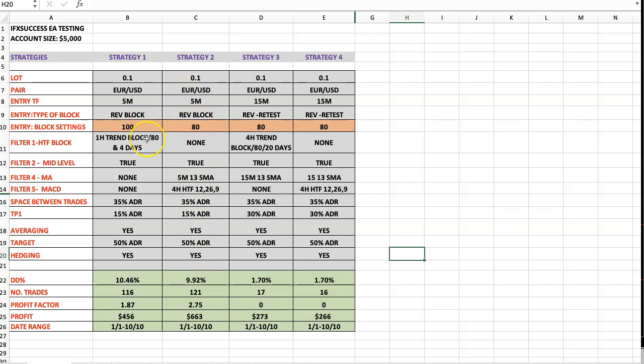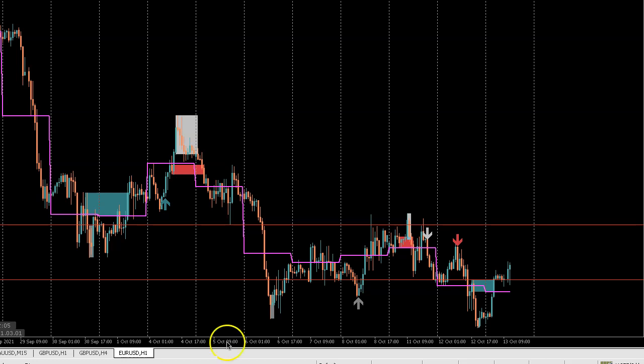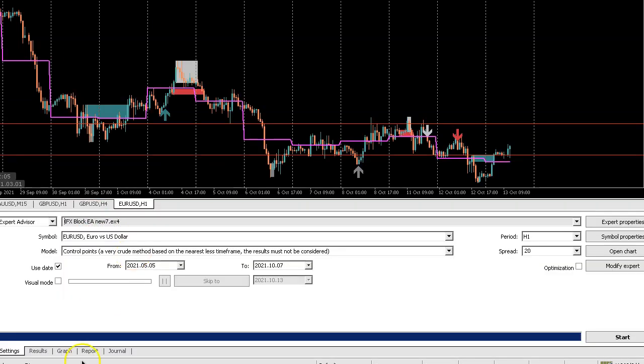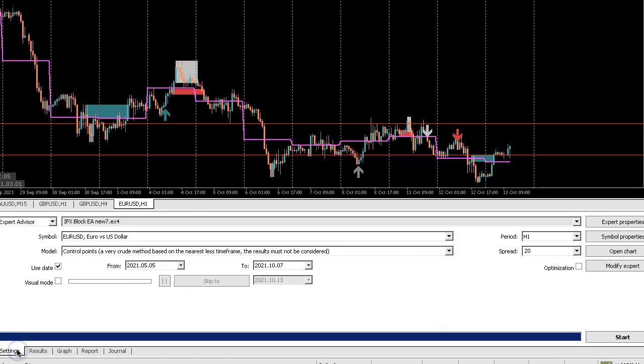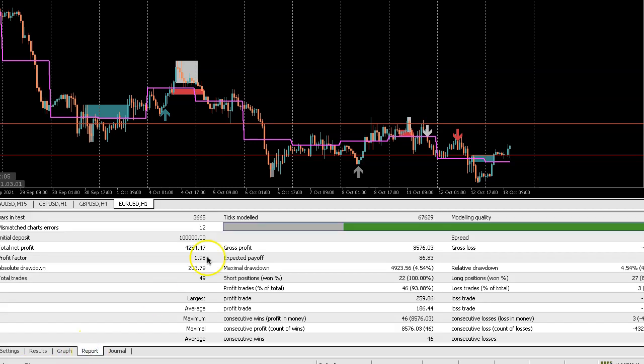I still want to give it one more chance by trying out the 1-hour time frame just to see what we get, which I actually did. I'm not sure how long I ran it for, but that is something I will have to check. Okay, so I did run it. This is a little bit different. I ran it for a smaller period, just from May to October, only 5 months, with the 5-minute entries again, following the 1-hour time frame block, 1-hour block, but only 2 days old.